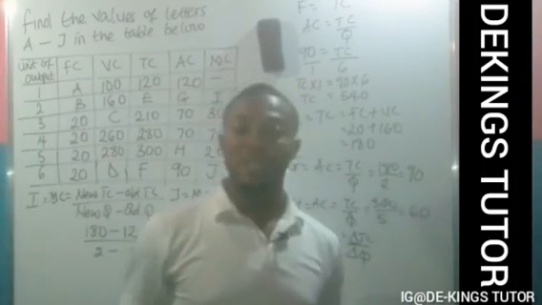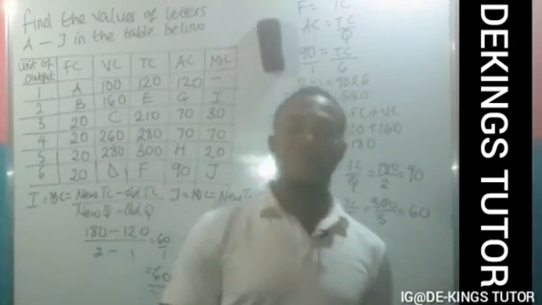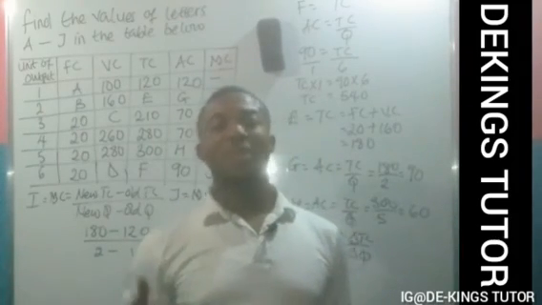There are different ways a cost question can come. It can come from a cost schedule like this. It can come from a graphical representation or from a cost equation. We're going to see them one after the other.